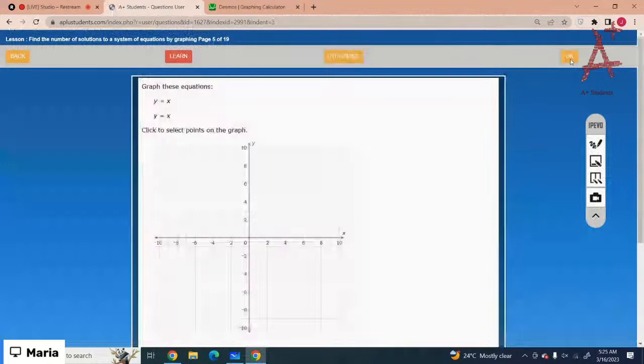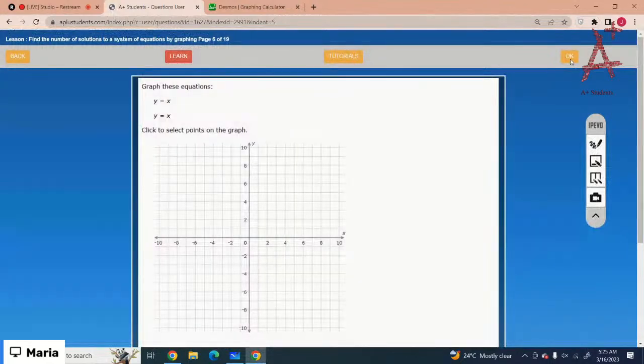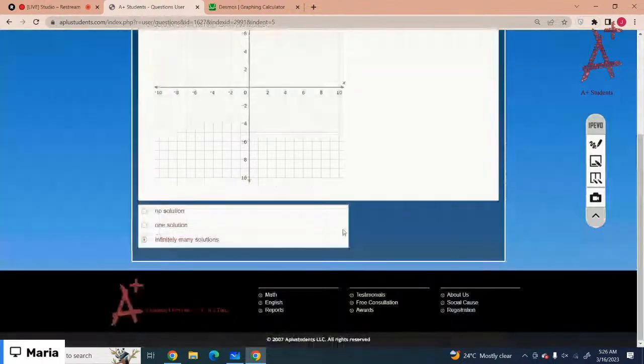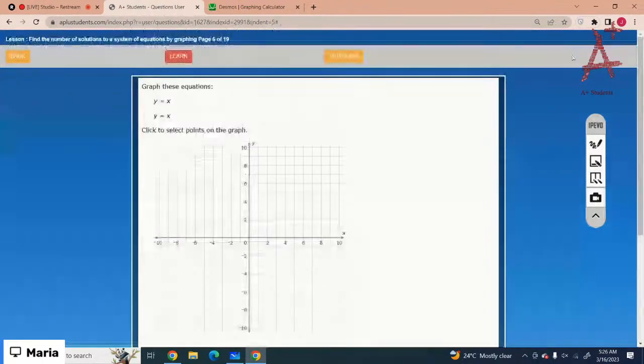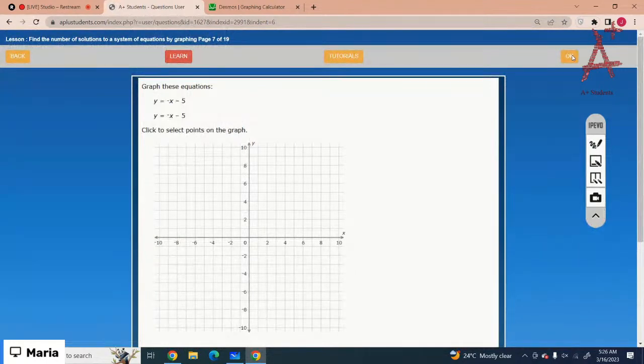Okay, y equals x and y equals x. So both the equations are exactly the same. That means the system has infinitely many solutions. Got it? Next one is y equals negative x minus 5, and the second one is y equals negative x minus 5. So again, both the equations are exactly the same. That means the system has infinitely many solutions. Got it?